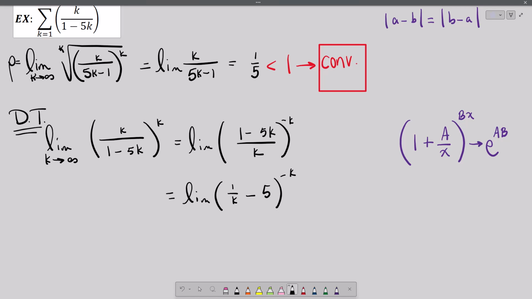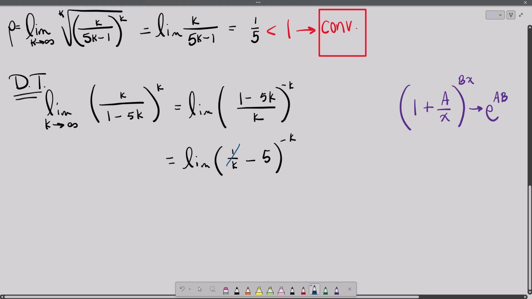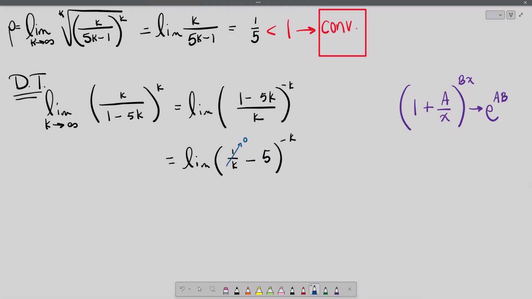So, is this in that form? Is this indeterminate in that same way this is? What is the limit of this as k goes to infinity? Let's remember that the indeterminate form here as x goes to infinity is 1 raised to a power, right? 1 to the infinity. That's what's indeterminate. Is this 1 to the infinity? No, it is not. This part here is going to go to 0. So this base is going to -5, and the exponent is going to -infinity.